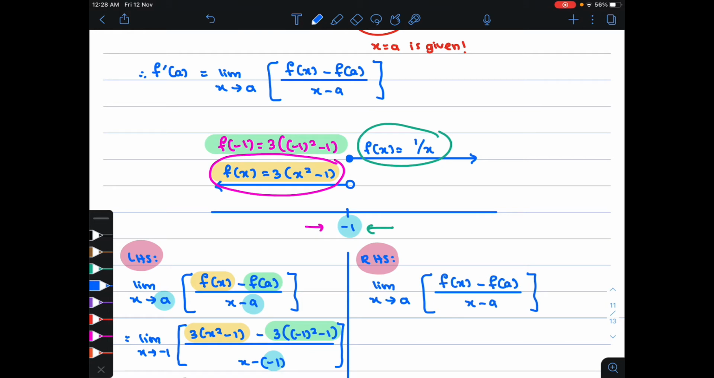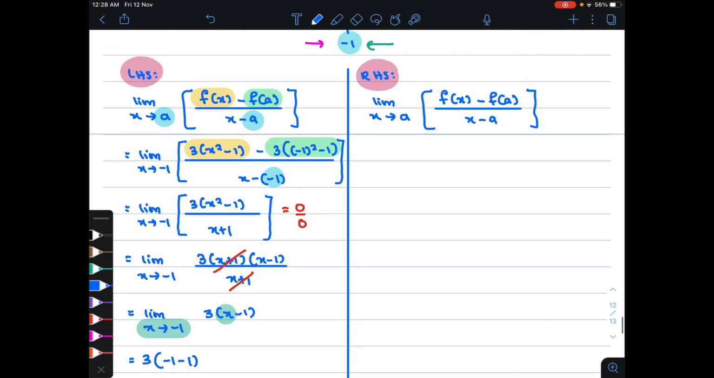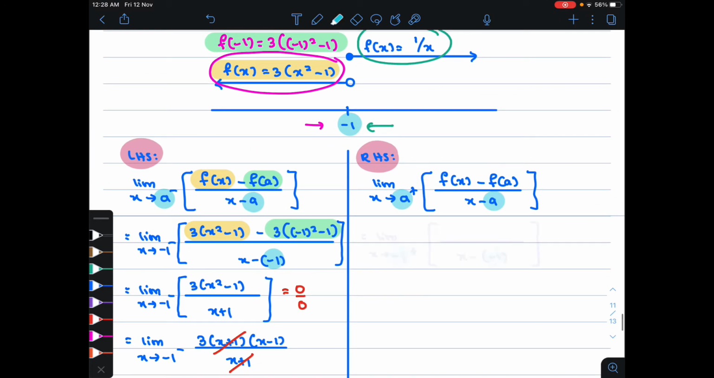Okay, I'm so sorry, but I forgot about the negative sign. Don't forget, since it is approaching from the left-hand side, all the limit here should have the negative sign. Now, for the right-hand side, it means it is a positive sign. So, change a to become negative 1.